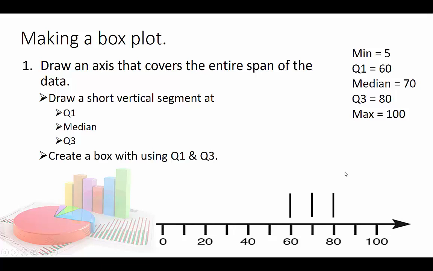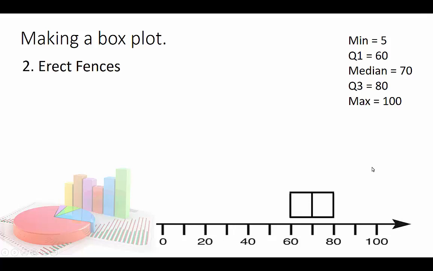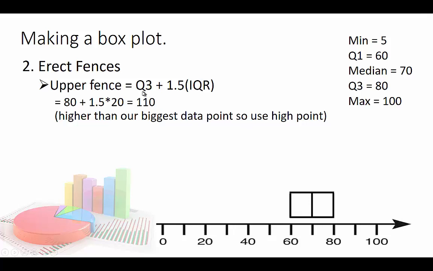Then I'm going to connect these to create a box using Q1 and Q3. You're going to notice that the IQR is the width of this box, or basically the distance between Q1 and Q3. Our IQR is 20. And that's an important number because we're going to be using it for the next section, which is making the fences. So the upper fence is determined by Q3 plus 1.5 times IQR. In this case, 80 plus 1.5 times 20 is 110.